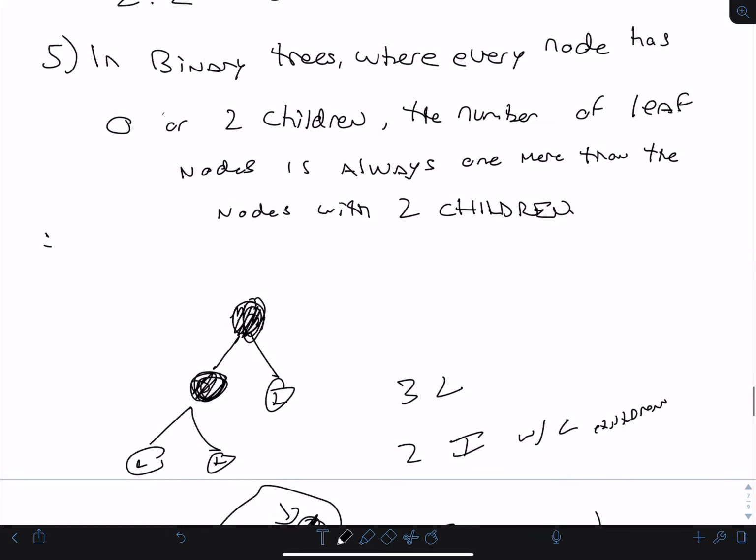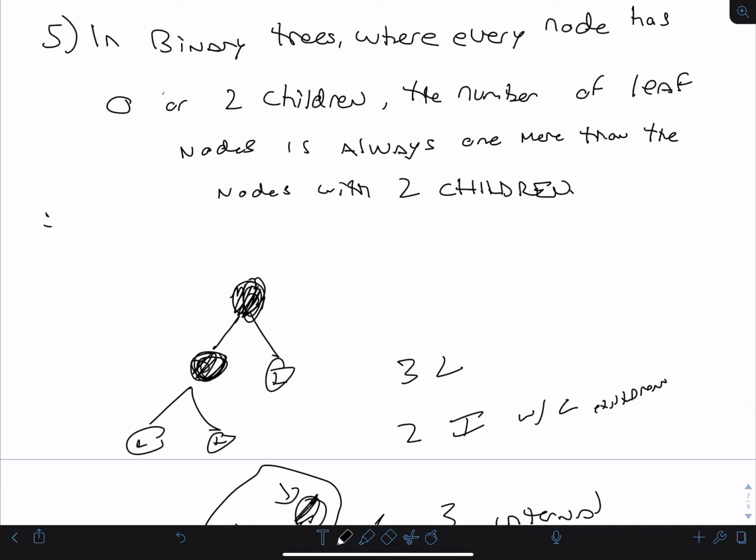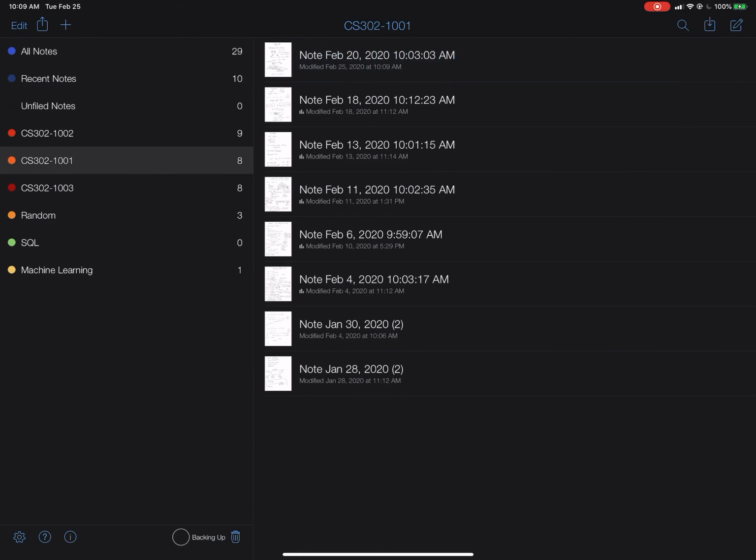So basically, two examples are not exhaustive. I don't want to do the proof, but it's just something useful to know. Okay, so that was the last property that we didn't get to cover last time. So now I'm going to go ahead and create a brand new file for today.